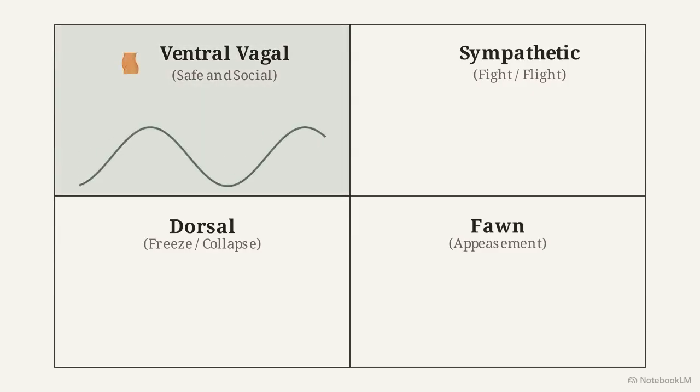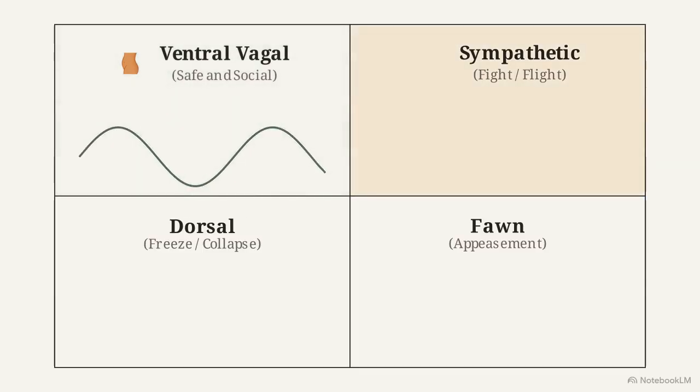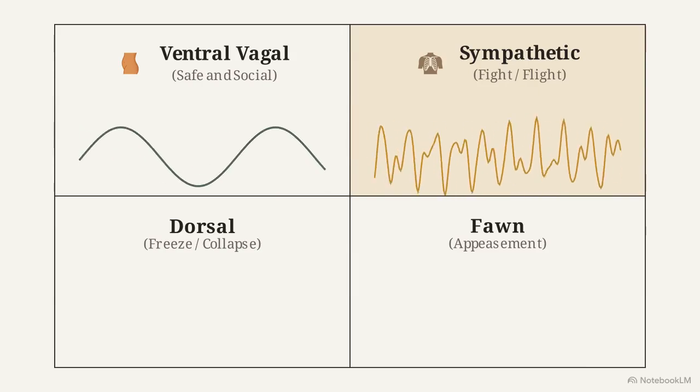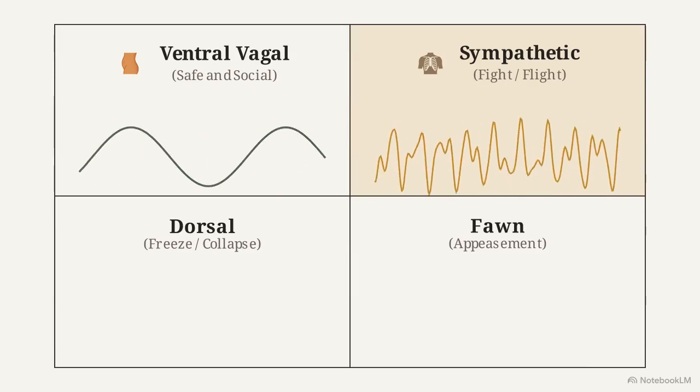The specific physical qualities of your breath act as a biological signature for one of these exact quadrants. Look at the first quadrant, ventral vagal. If your breath was full and effortless and caused your belly to naturally rise and fall, your body is signaling a safe and social state.